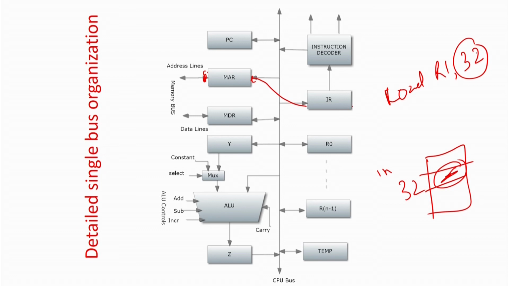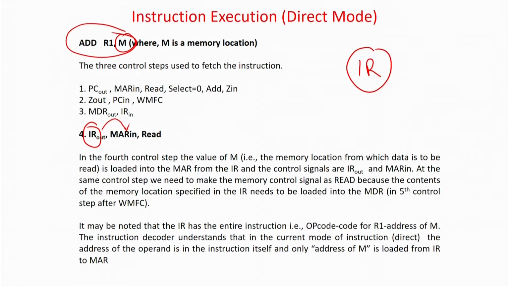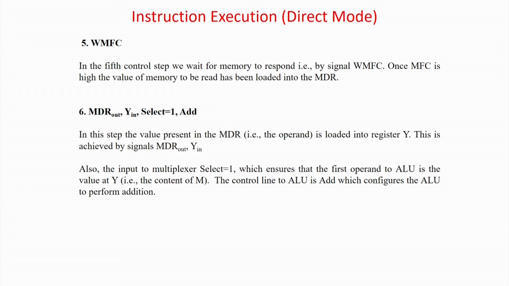So this value of 32 from the IR is going to be dumped into the memory address register. So IR out, memory address register in. That is what I am doing. Make the memory go to a read mode. In the 5th stage, you have to wait till everything is ready.